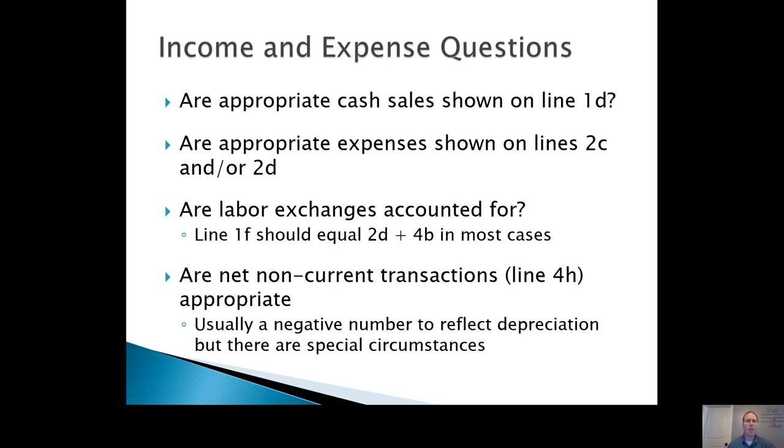Line 2C and 2D is very, very important. Am I showing appropriate expenses there? So 2C would be cash expenses. 2D would be expenses where I'm trading labor with a relative, with a friend, with someone, and those will be showing up on line 2D.